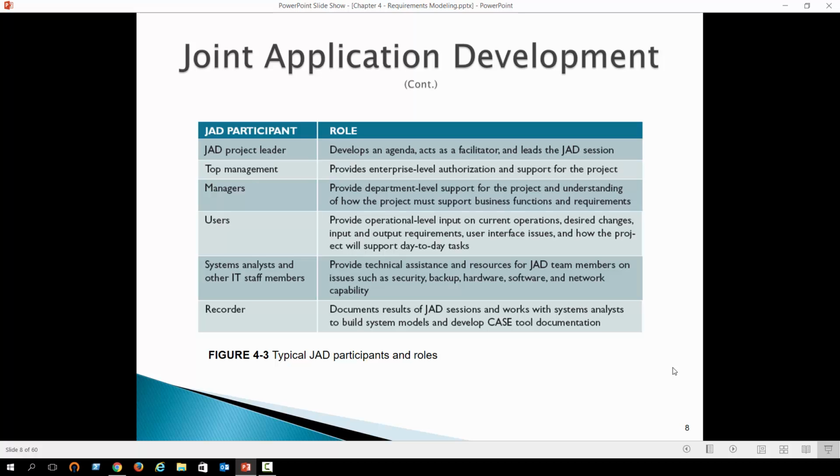Managers, so department level support for the project, understanding how the project must support business functions and requirements. They tend to know what the long-term goals or the short-term goals of the company are. Managers have that strategic plan, so they're able to bring that strategic plan into the project. And then users, of course, they're the operational level, so they know what they need best to do the day-to-day operations. They know what worked in the old system if we had one, or they know how they currently do the job without a system. So they're a huge resource. That's why we get them involved and engaged.